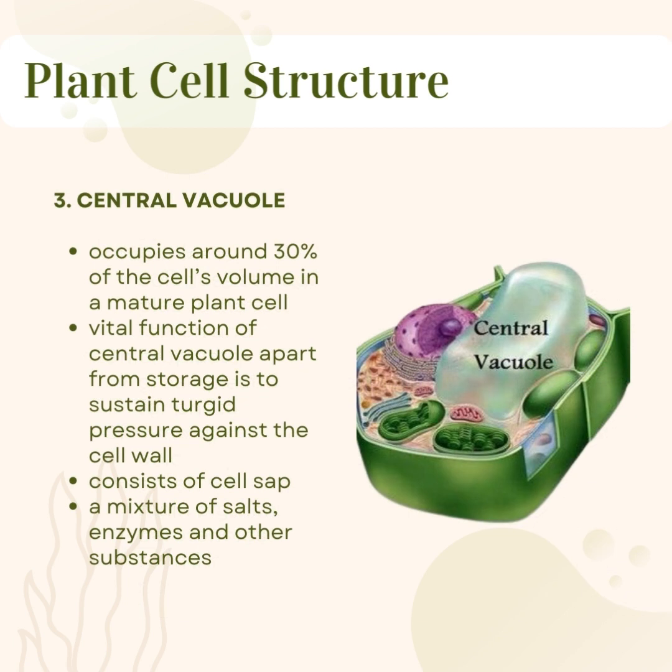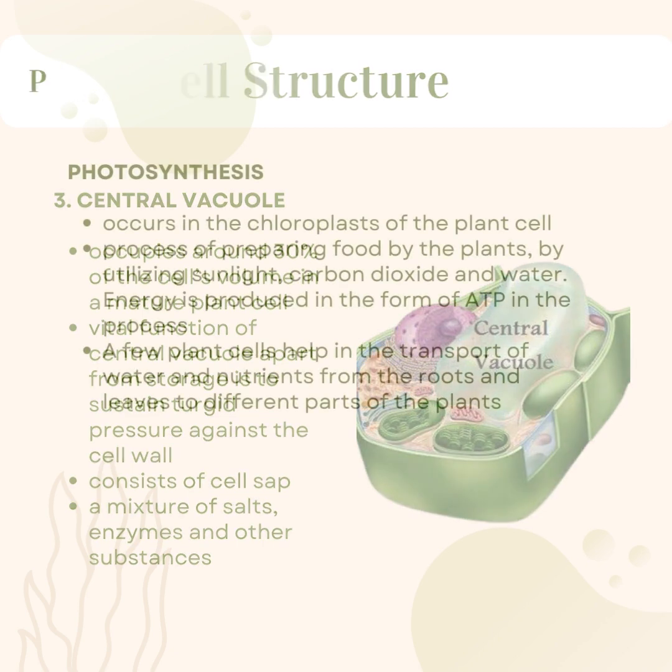Central vacuole. It occupies around 30% of the cell's volume in a mature plant cell. Its main function, apart from storage, is to sustain turgor pressure against the cell wall. It consists of cell sap, and it is a mixture of salts, enzymes, and other substances.